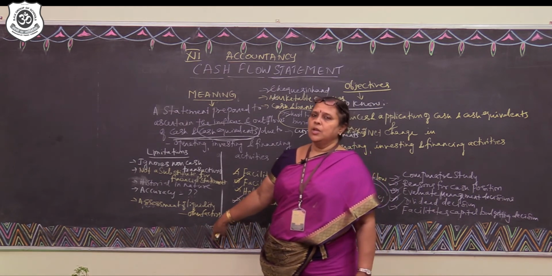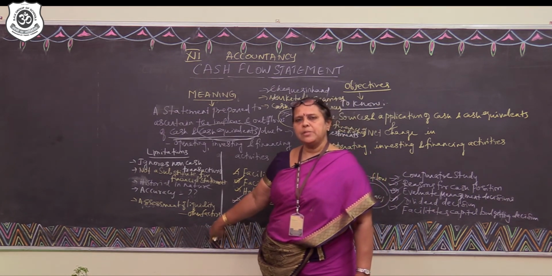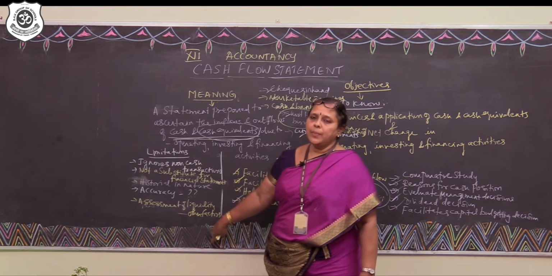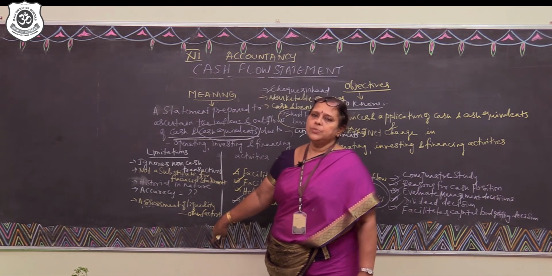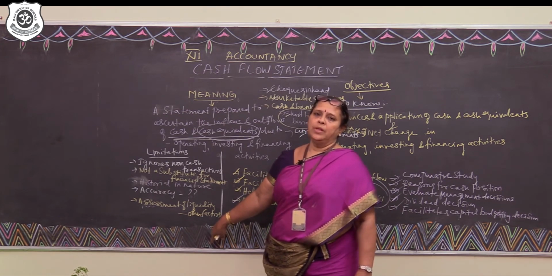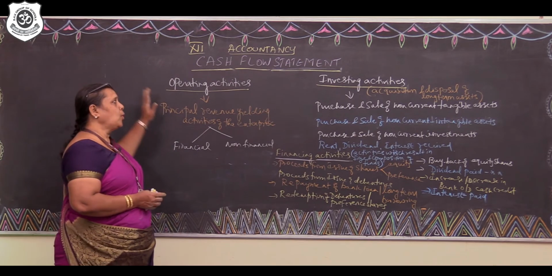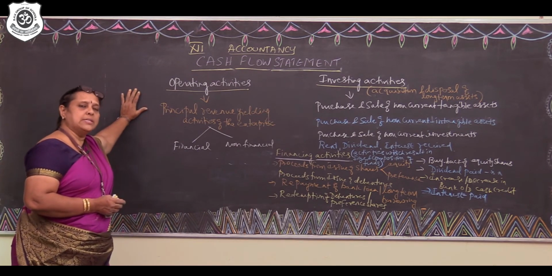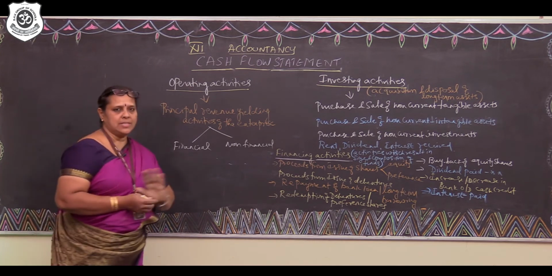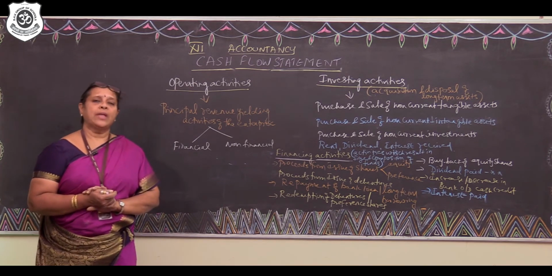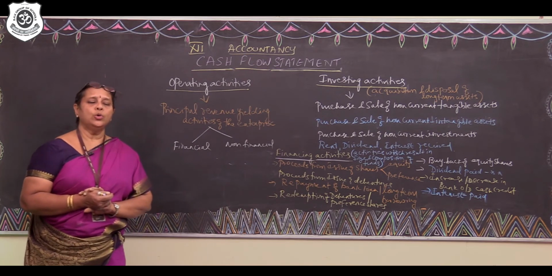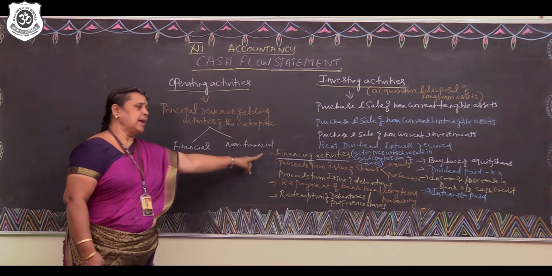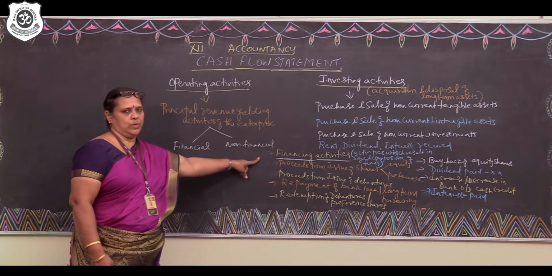In the next class, we shall be discussing about examples of operating, investing and financing activities and preparation of cash flow statement as per Accounting Standard 3. Now we shall be discussing about the various activities. We know that cash flow statement is a statement which is prepared to ascertain the inflows and outflows of cash and cash equivalents due to the three major activities, namely operating activities, investing activities and financing activities.